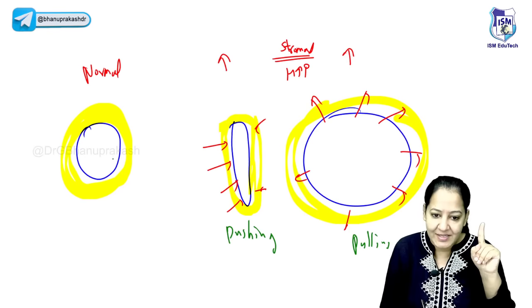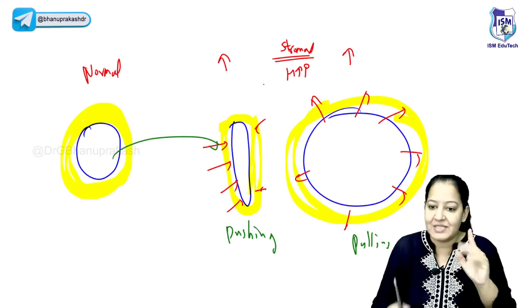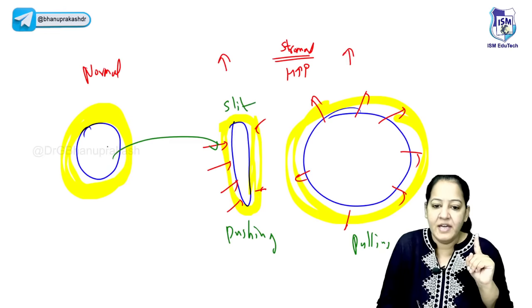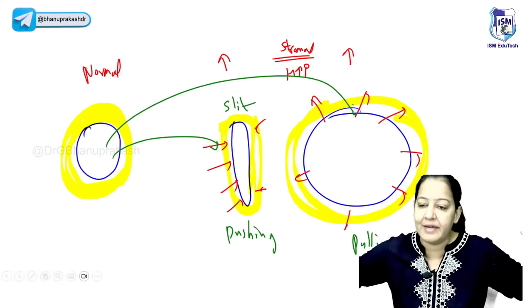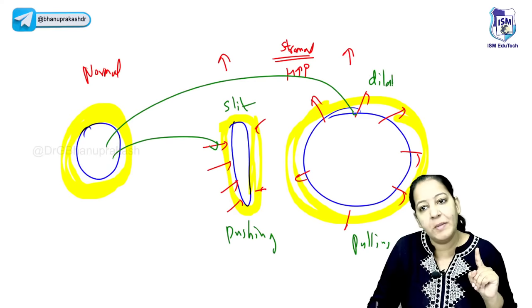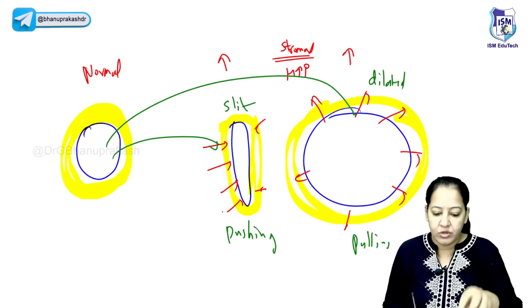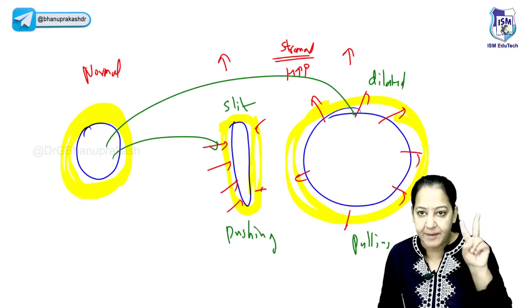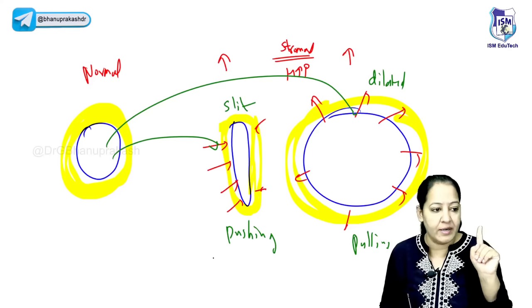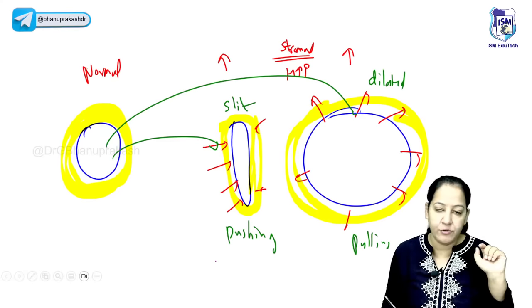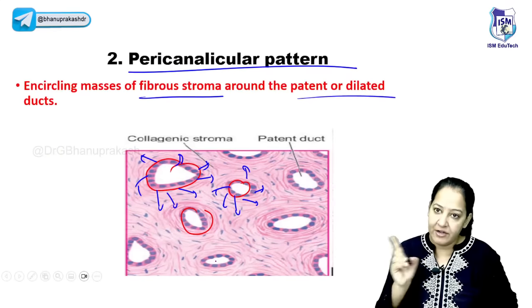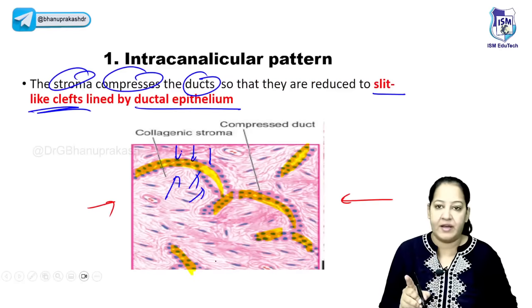So here you can see the lumen gets compressed and slits are formed. And here you can see the lumen gets dilated. So here the ducts are dilated. How many of you got it? So these are the two types of fibroadenoma. Can you tell me the names of the two types? This one is pericanalicular. This is intracanalicular.